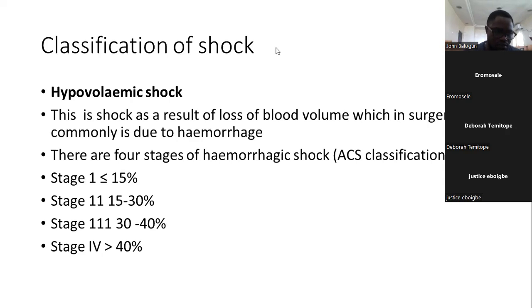The normal BP in an individual is around 100 to 120. But why is it classified here as stage 1?